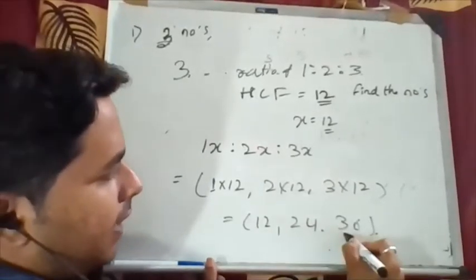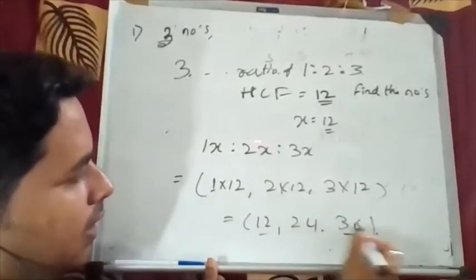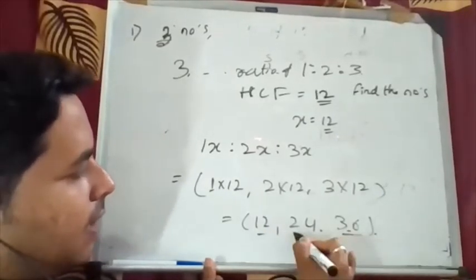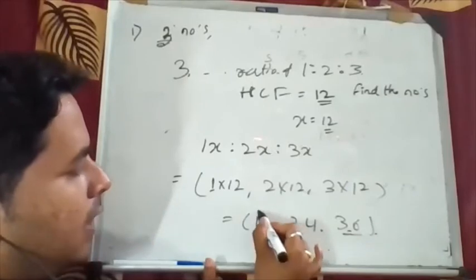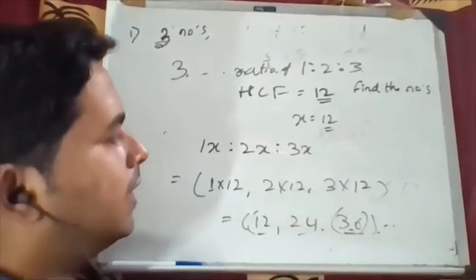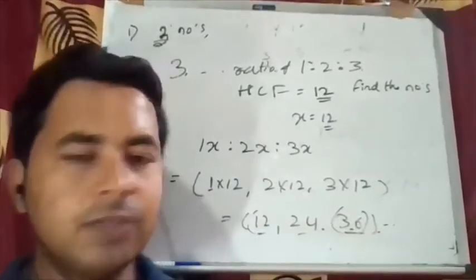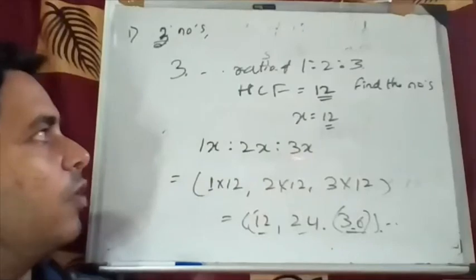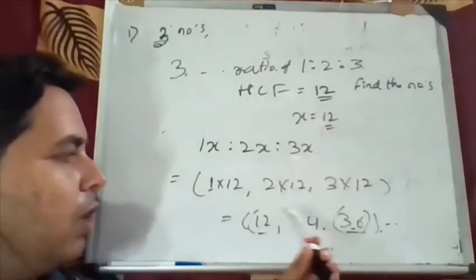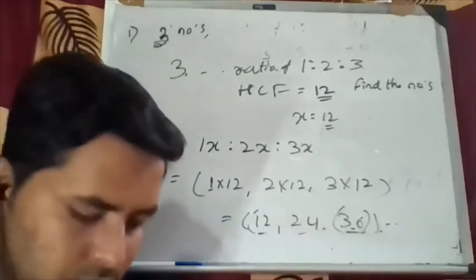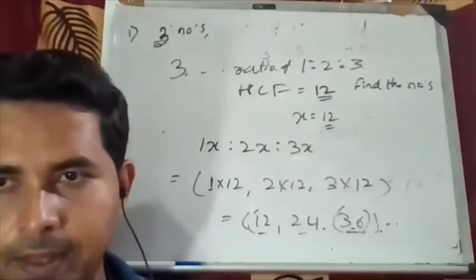Here 12 can divide 36 and 12 can divide 24, so the largest number dividing all of them is 12, which is the HCF. The numbers according to this ratio are 12, 24 and 36. So these are the numbers which they want.